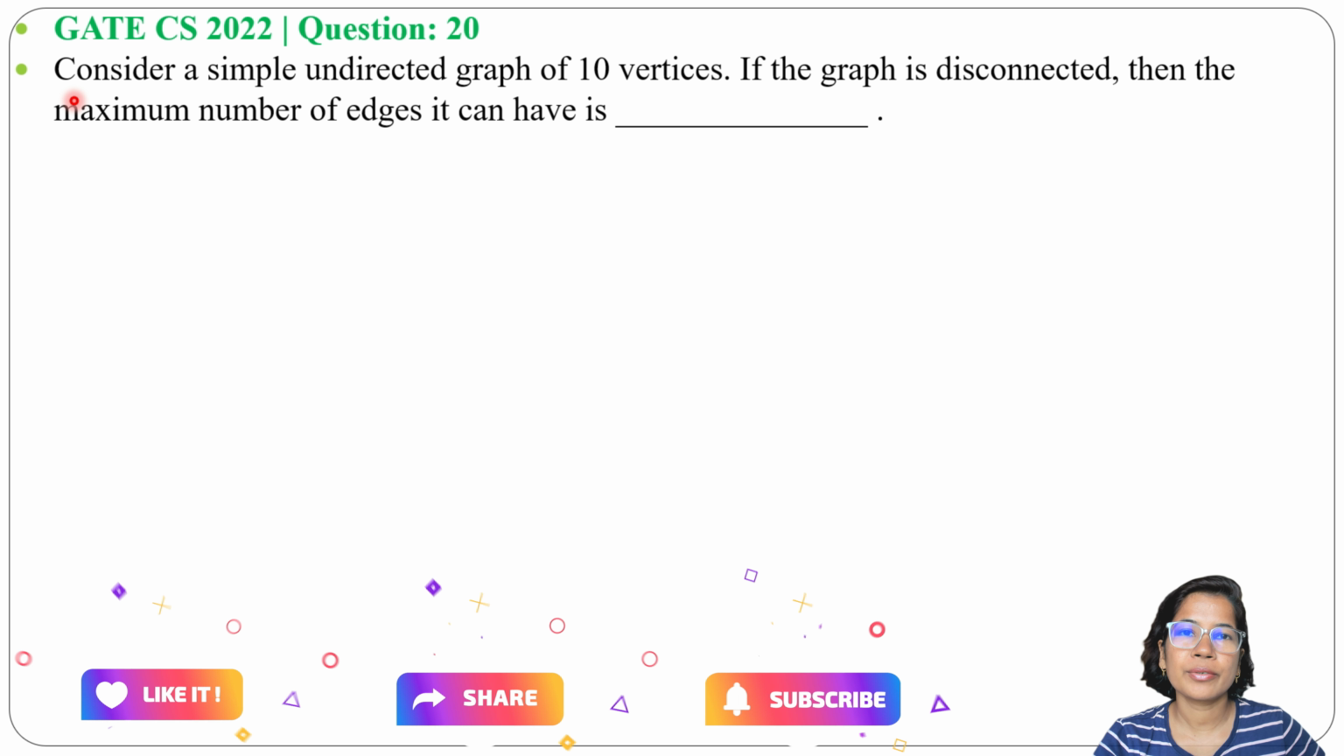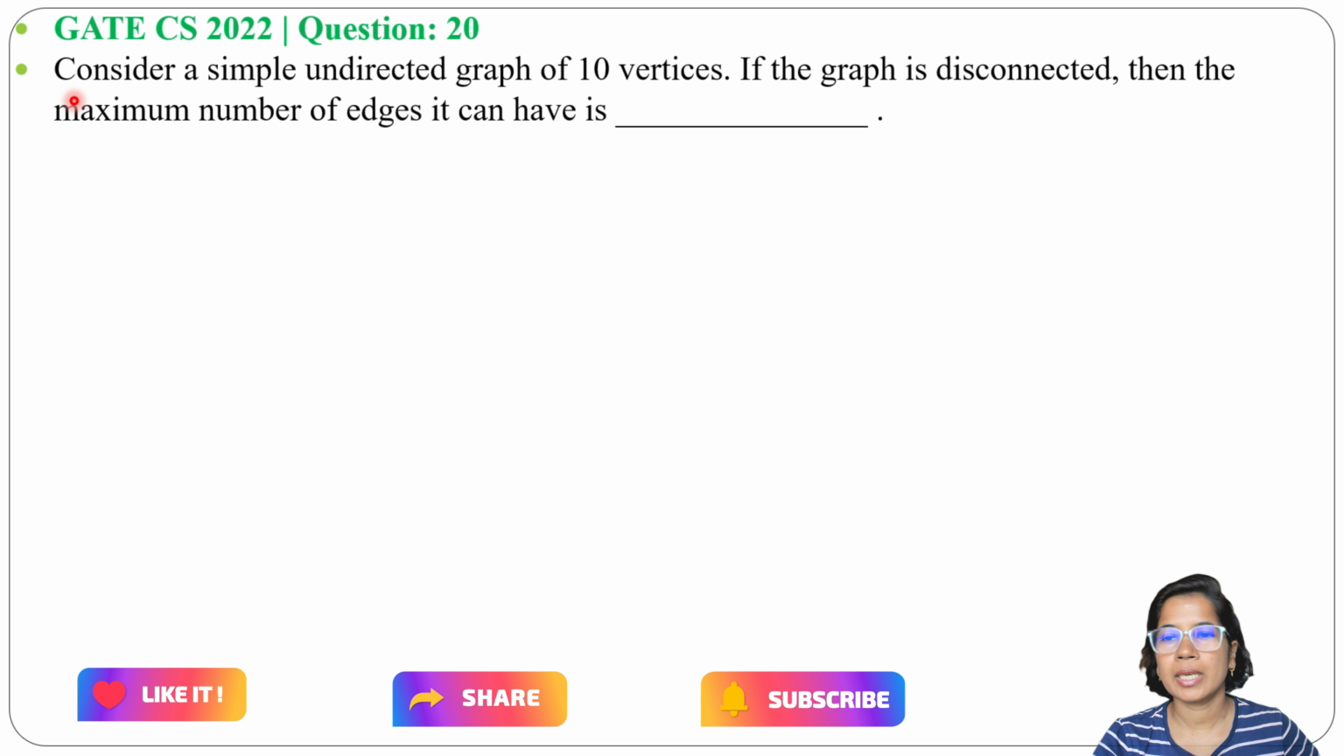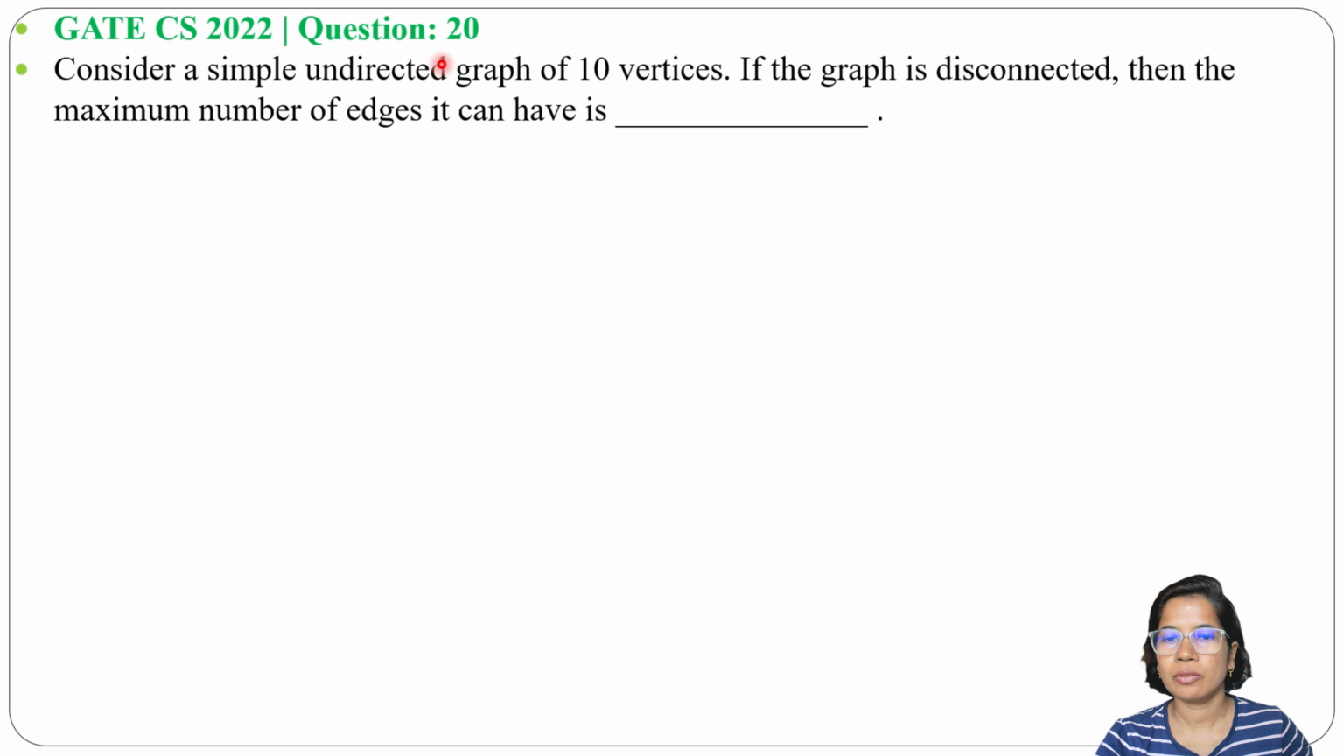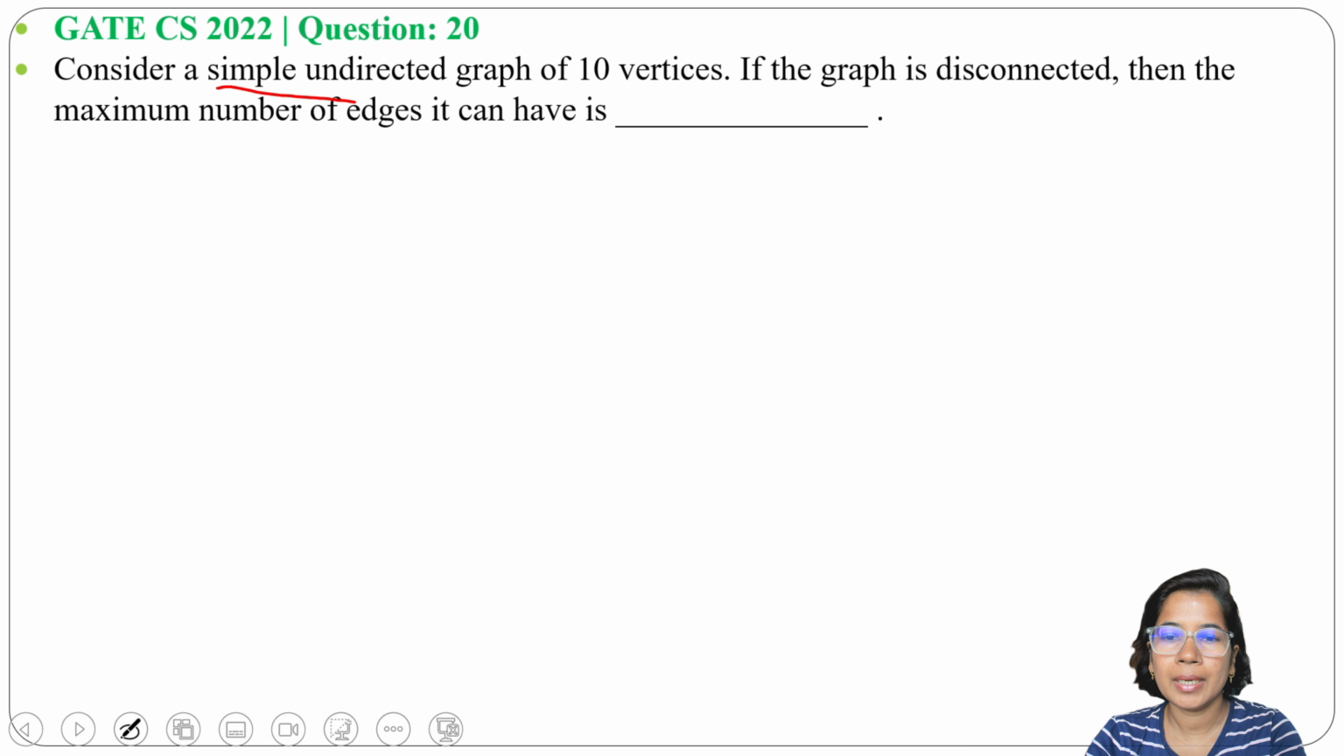Let's solve one previous question of graph theory. This question was asked in GATE CS 2022, question number 20. Consider a simple undirected graph of 10 vertices. If the graph is disconnected, then the maximum number of edges it can have is dash. So it is saying simple undirected graph of 10 vertices.